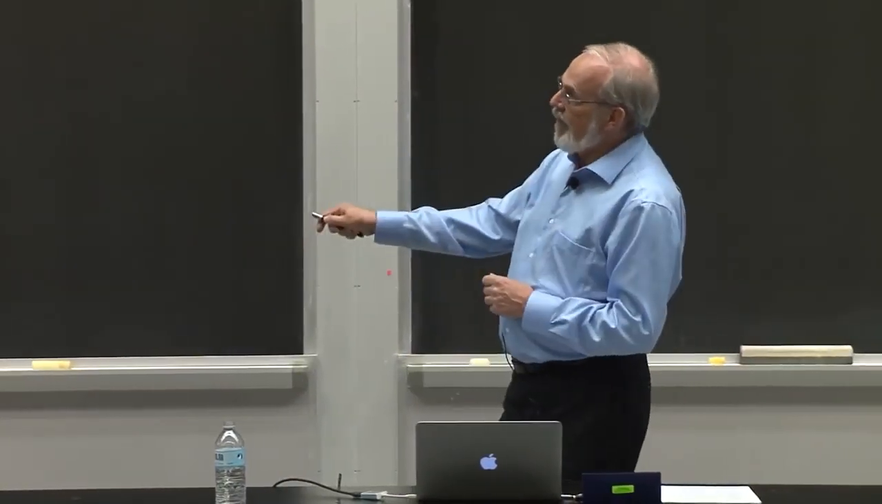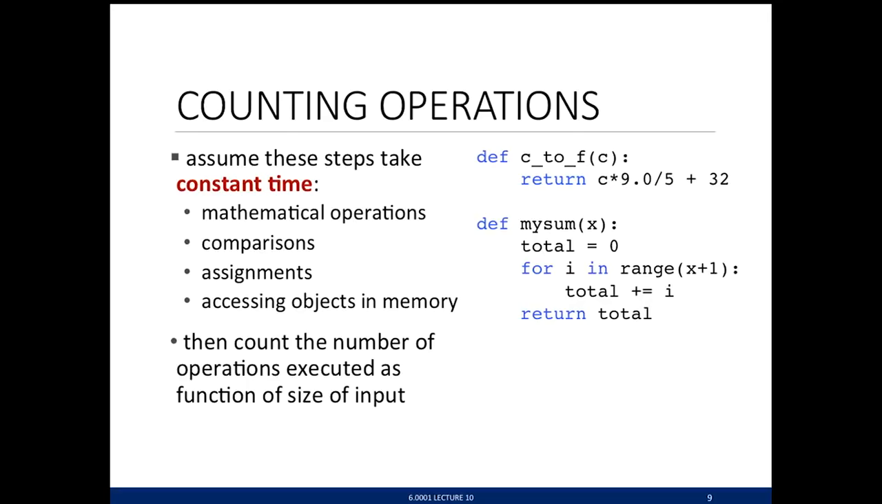So this one's pretty boring. It's got 3 steps, right? A multiplication, a division, and an addition. 4 if you count the return. But if I had a little thing here that added up the integers from 0 up to x, I've got a little loop inside here, and I could count operations.